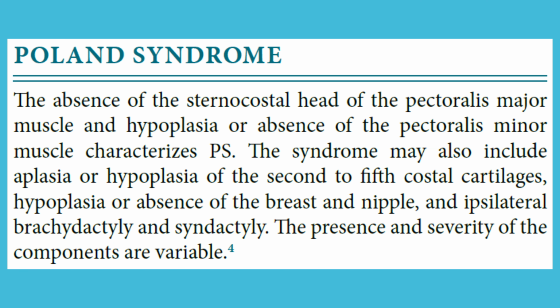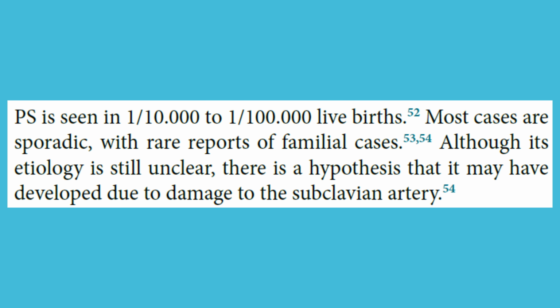Poland Syndrome. The absence of the sternocostal head of the pectoralis major muscle and hypoplasia or absence of the pectoralis minor muscle characterizes PS. The syndrome may also include aplasia or hypoplasia of the 2nd to 5th costal cartilages, hypoplasia or absence of the breast and nipple, and ipsilateral brachydactyly and syndactyly. The presence and severity of the components are variable. PS is seen in 1/10,000 to 1/100,000 live births. Most cases are sporadic, with rare reports of familial cases.